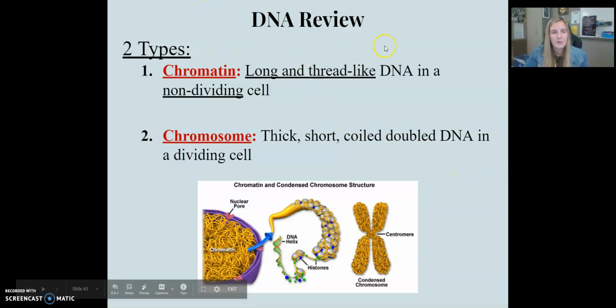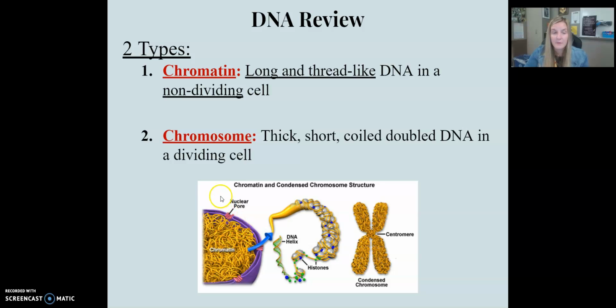So we're first going to review DNA. We talked about DNA last week. There are two types of orientation which DNA can be in. The first orientation is called chromatin, and this is the long and thread-like DNA in a non-dividing cell. And so our DNA, when it is just relaxed, it is in the nucleus, kind of like spaghetti. You can kind of think of it as ramen noodles or spaghetti. It's loose, and it just winds around itself in a loose form.